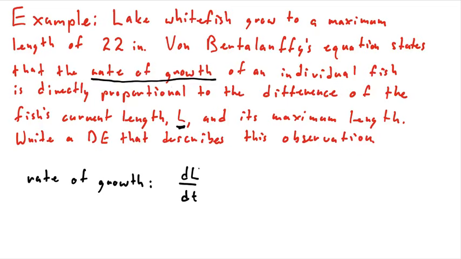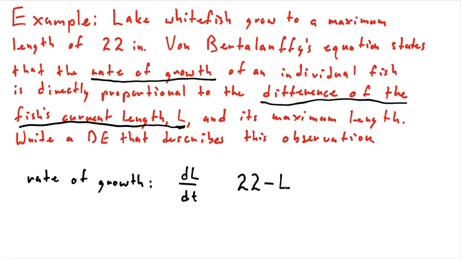And we're told that the rate of change, or the rate of growth, is directly proportional to the difference of the fish's current length and its maximum length. That difference is the maximum length, 22, minus the current length, L, which is some length less than the maximum. There is the difference of the maximum length and the current length, and we're told that the rate of growth is proportional, so we'll use a constant of proportionality, which is simply k.